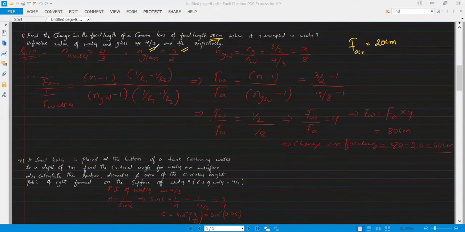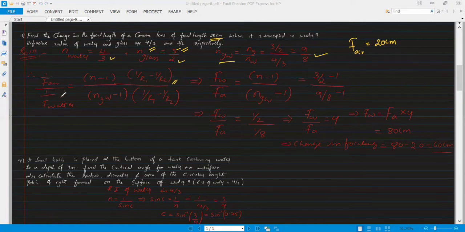Let us see what all is given. The refractive index of water is 4/3, and n glass, that is 3/2, they have given. The refractive index of glass with respect to water is nothing but n glass divided by n water. You can calculate by using this data, that is 3/2 divided by 4/3, it will be 9/8. So let us use the formula 1 upon f is equal to (n minus 1) into the bracket 1 upon r1 minus 1 upon r2. This is the formula called the lens maker formula. Let us use this formula.